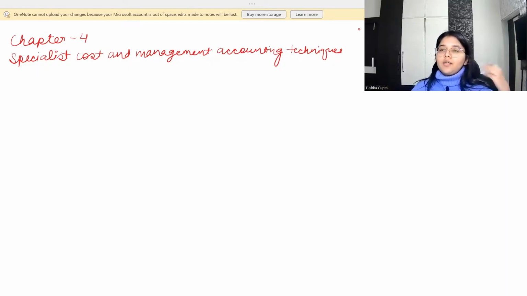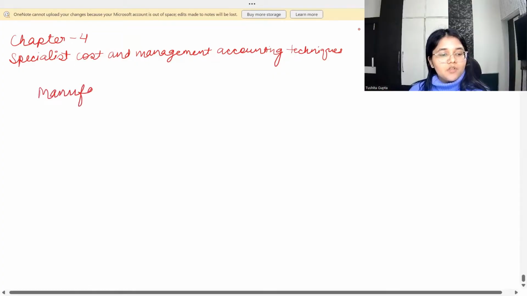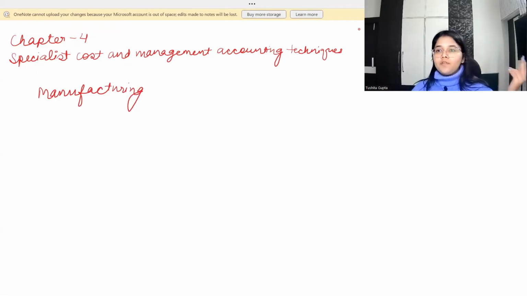So first of all, this chapter talks about the changes in manufacturing. These cost and management accounting techniques are primarily used in manufacturing environments. In recent times, these manufacturing environments have evolved over time. Manufacturing essentially in the world started with the industrial revolution, which happened back in the day. It started in the UK and then went on over the rest of the world also.